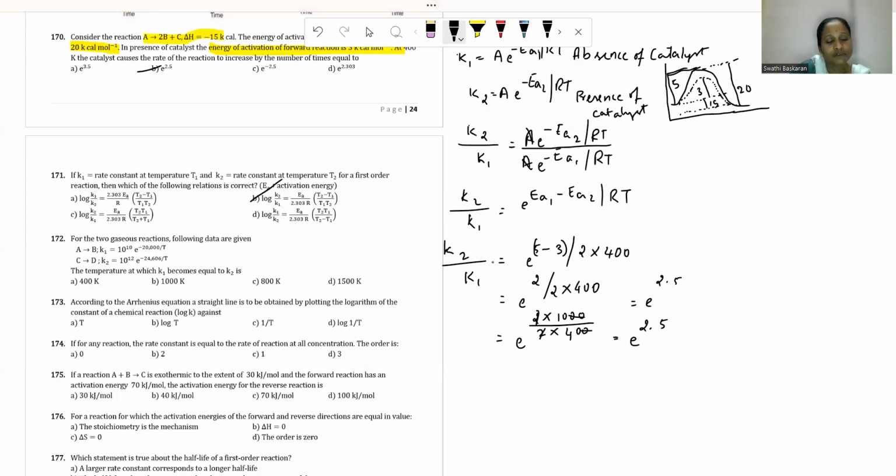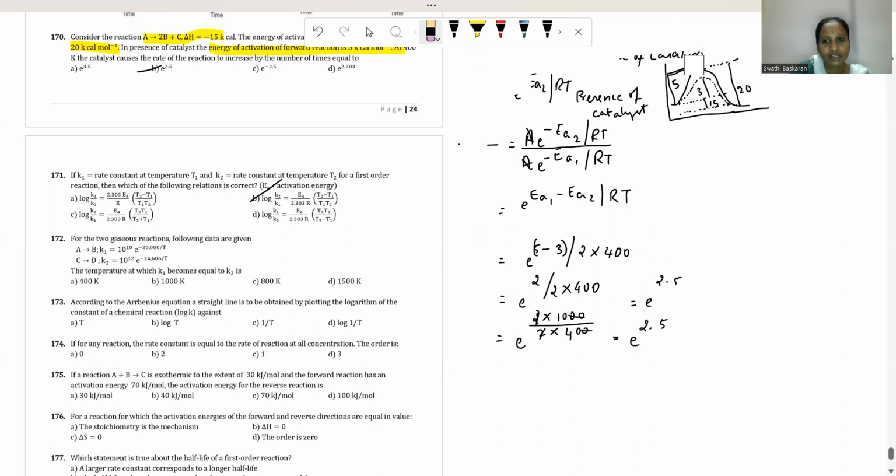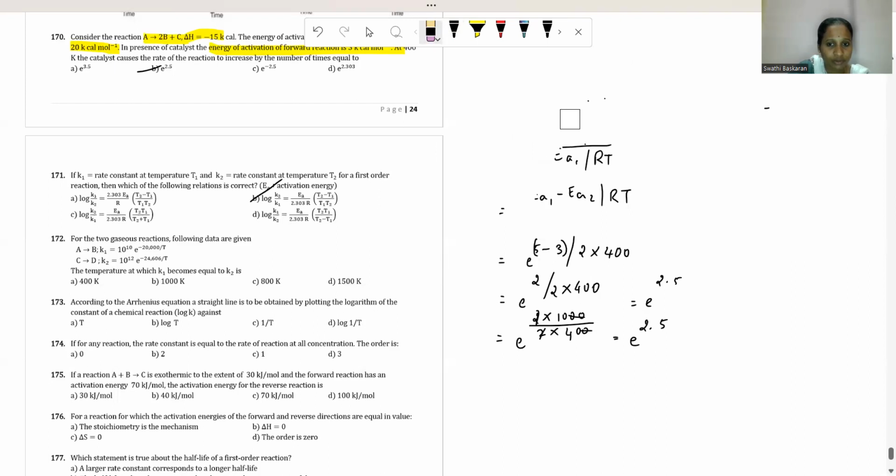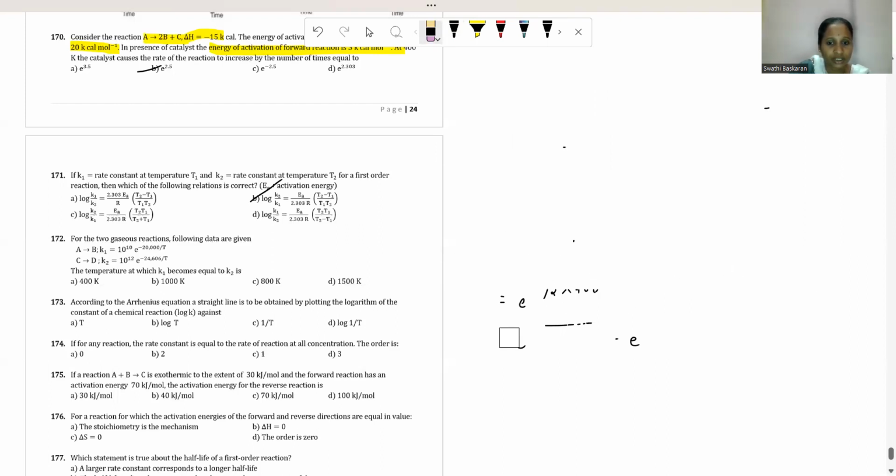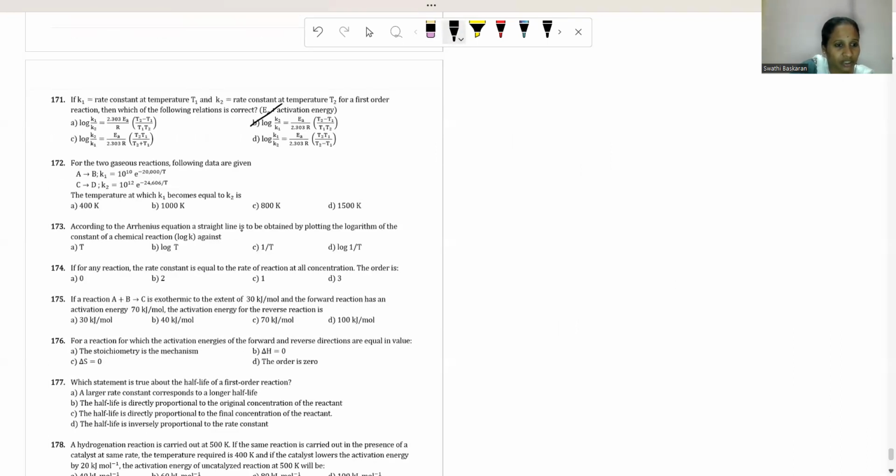If we have to derive it, we just need to take the K1 and K2 values from two Arrhenius equations, and if you do it, you will get the formula which is option B. Which one will be correct? Option B, which is nothing but log K2 by K1 is equal to EA by 2.303 R into T2 minus T1 divided by T1 into T2. Okay, so this is a direct question.